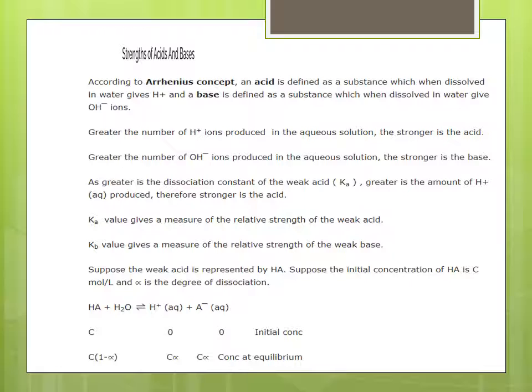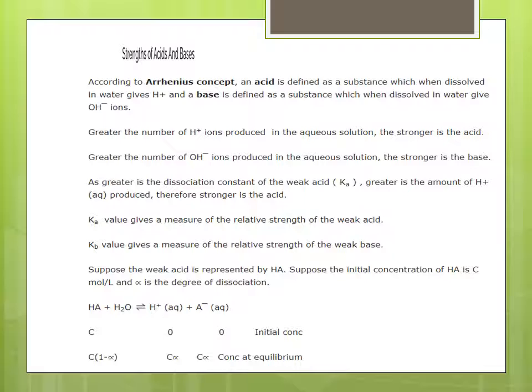As greater is the dissociation constant of the weak acid, Ka, greater is the amount of H+ produced. Therefore, stronger is the acid. Ka value gives a measure of the relative strength of weak acid. Kb value gives a measure of the relative strength of weak base.